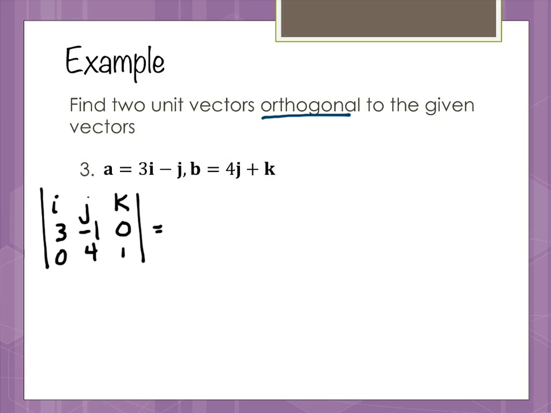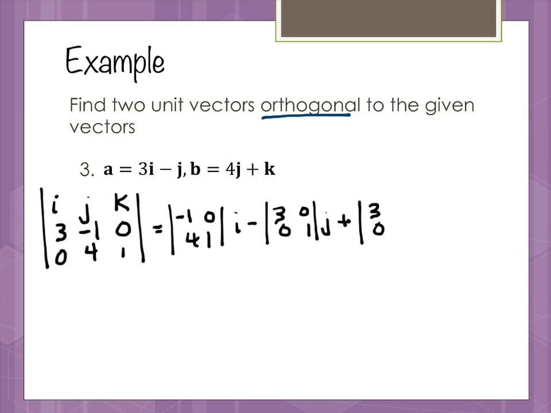So we're going to expand along the minors here, and so this is going to start with the I component. So we have -1, 0, 4, 1, I, minus, and then we're going to have 3 and 0 from underneath I, and then 0 and 1 from underneath K, and this is times J. Then we're going to have plus, again 3 and 0 underneath I, and then -1 and 4 underneath J. And this is times k.